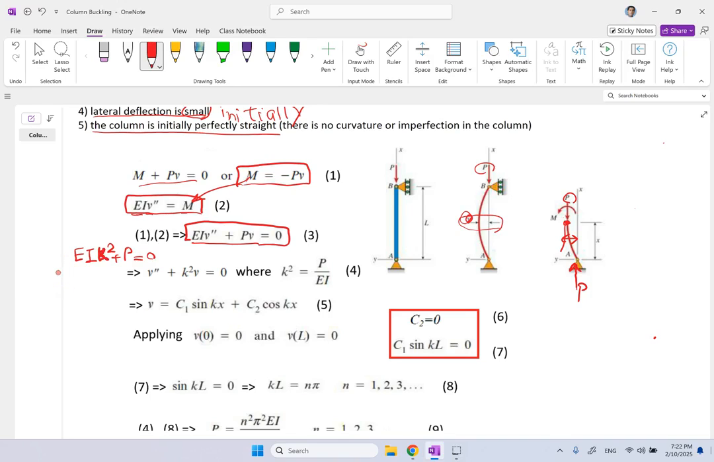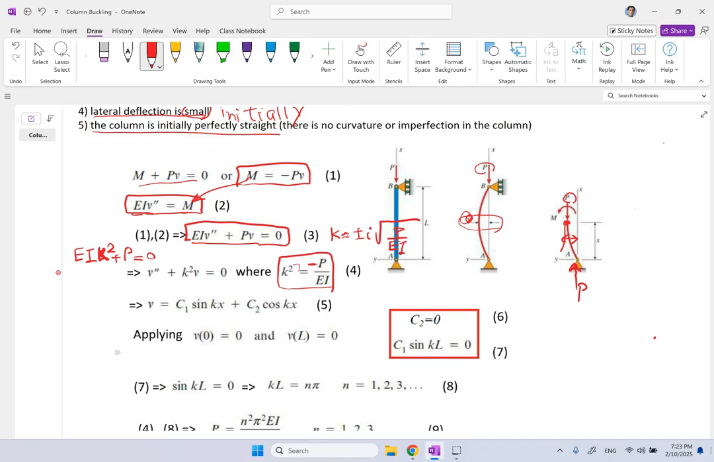And the roots of that are clearly going to be: K squared is going to be actually negative P over EI, not positive. It's going to be negative P over EI, right? Because you have to take it to the other side. And so a square of a number is negative. That means K is a complex number, right? So K is going to be plus or minus i times the square root of P over EI.